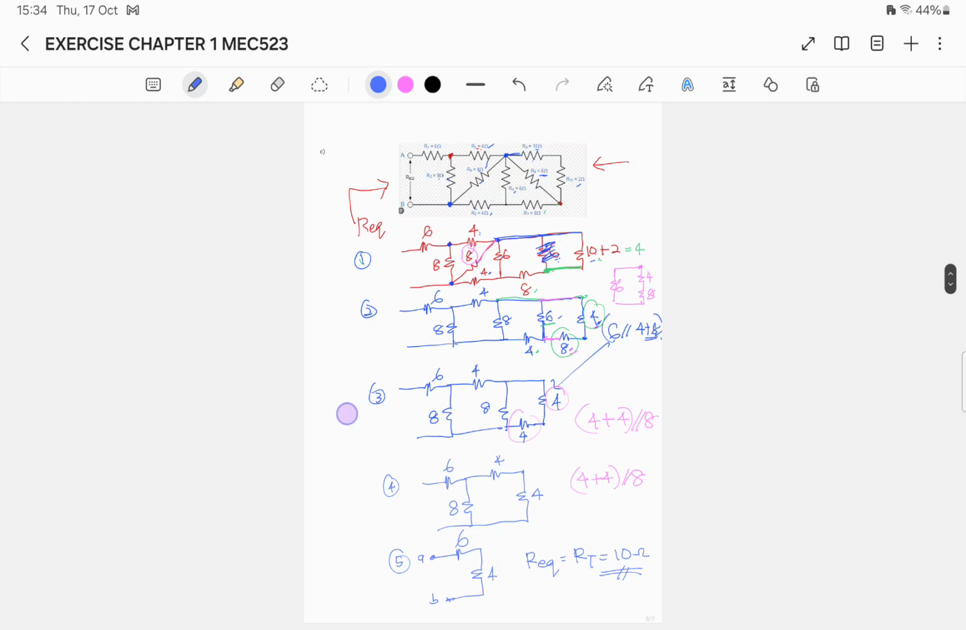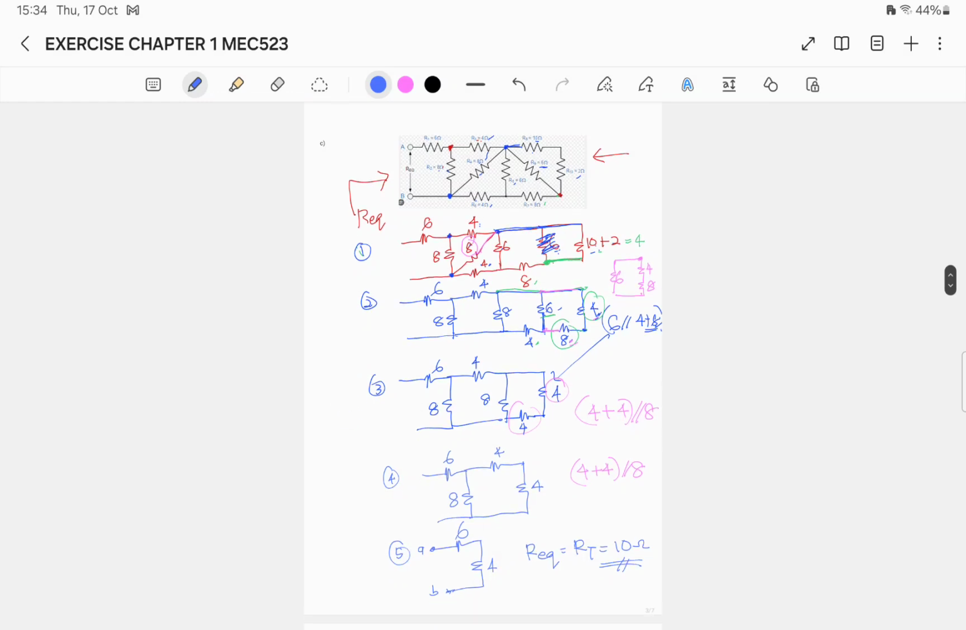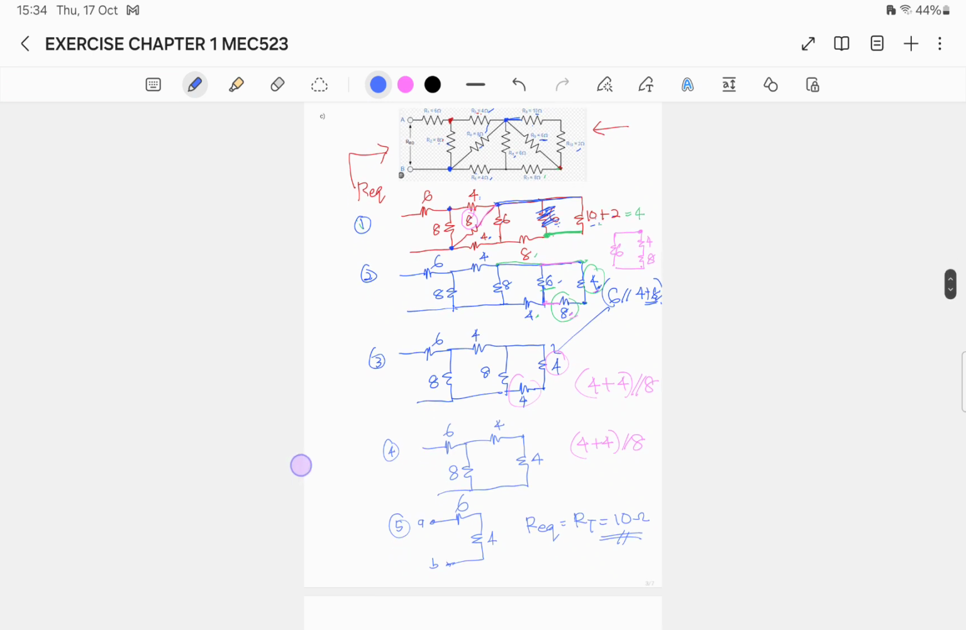Kalau you want to simplify circuit untuk R equivalent ataupun R total ni, dia memang kena rajin lukis. Dia tak boleh skip-skip. Lukis step 1 dan kita akan tengok okey, kaki dia check betul tak dia jumpa ni, betul tak dia jumpa yang point ni. Okey. Sekejap lagi saya share balik file ni.